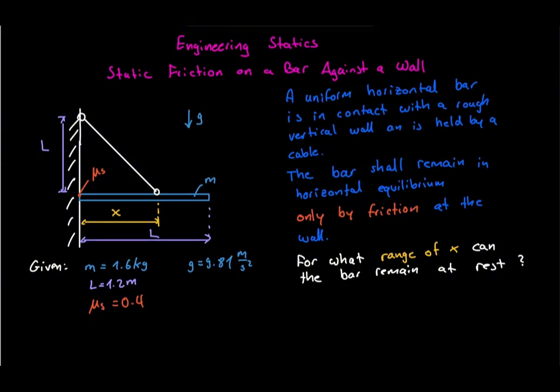Our goal is to determine where along the bar the cable may be attached so that the bar does not slip. The bar has a mass of 1.6 kilograms and a length of 1.2 meters. The coefficient of static friction at the wall is 0.4. Because we are looking for a range of possible attachment positions, we should already expect two limiting cases.